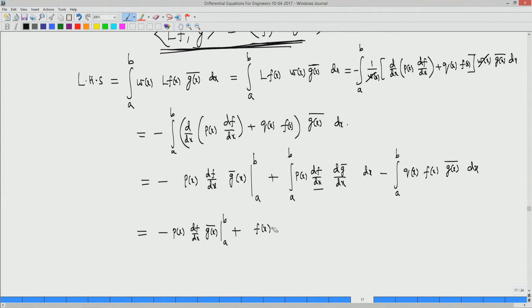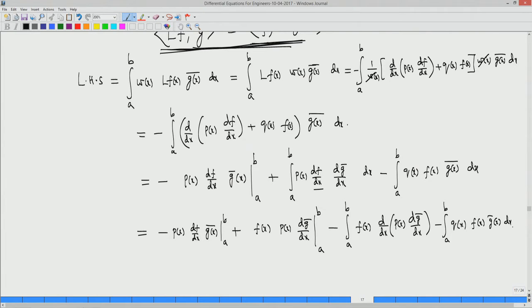If you do that integration by parts, you have f(x) into p(x) dg bar/dx. You take the limits from a to b and you get a minus sign, and now you have an integration from a to b, with f(x) and the derivative of p(x) into dg bar/dx. So, you have d/dx of p(x) dg bar/dx. This into this minus this is as it is. So, you have q(x) f(x) g bar(x) dx.